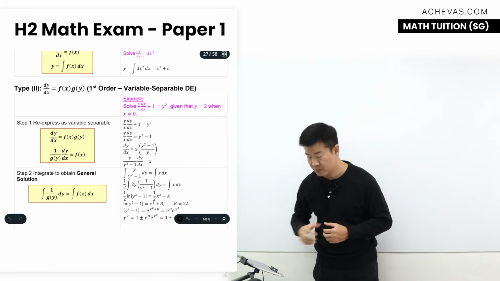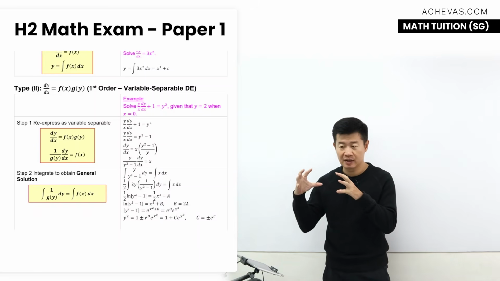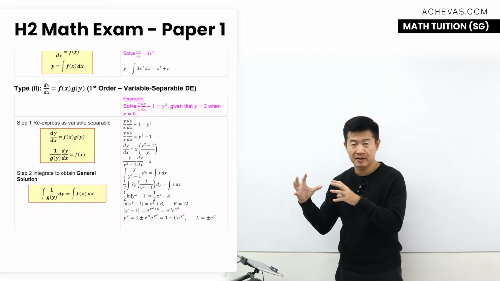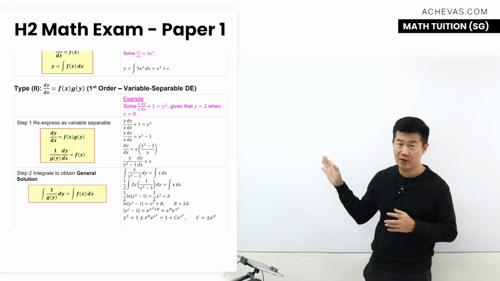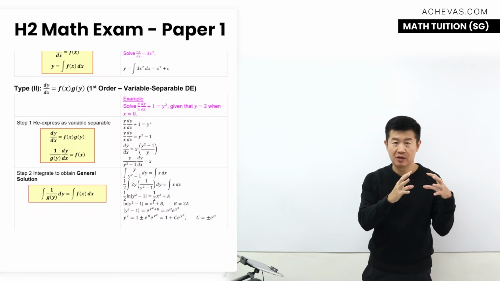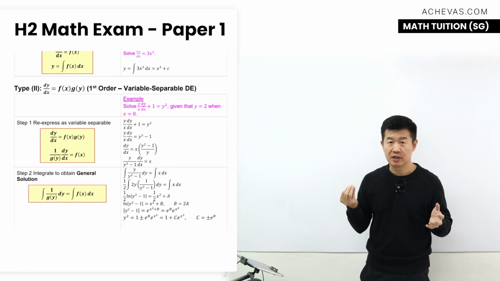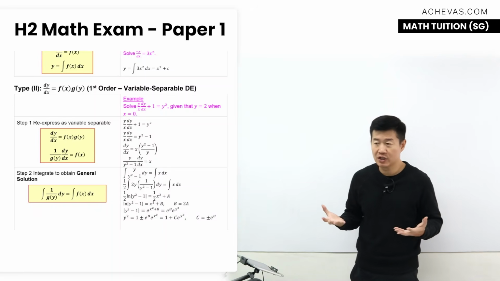The new one will be the variable separable kind of differential equation, where dy/dx can be expressed as a function in terms of x multiplied by a function in terms of y. And it cannot be in any other forms. So if it is a function in terms of x plus a function in terms of y, for example, it is not going to work. It's very, very stringent, especially for me, who have done a few other differential equations before.